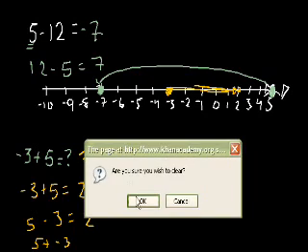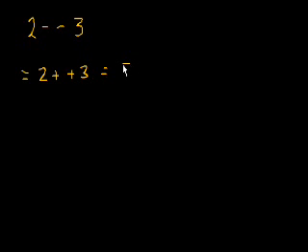Let's do another one. So what happens when you get, let's say, 2 minus negative 3? Well, if you think about how it should work out, I think this will make sense. It turns out that the negative signs actually cancel out. So this is the same thing as 2 plus 3, and that just equals 5.